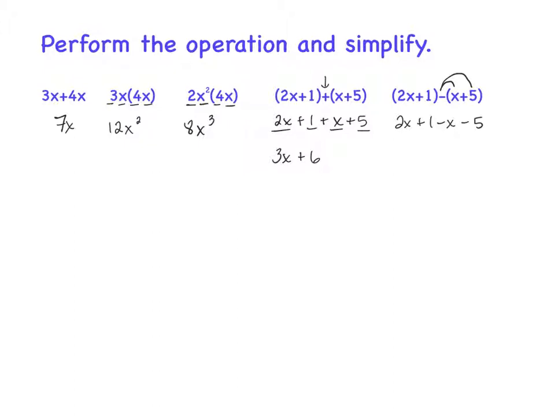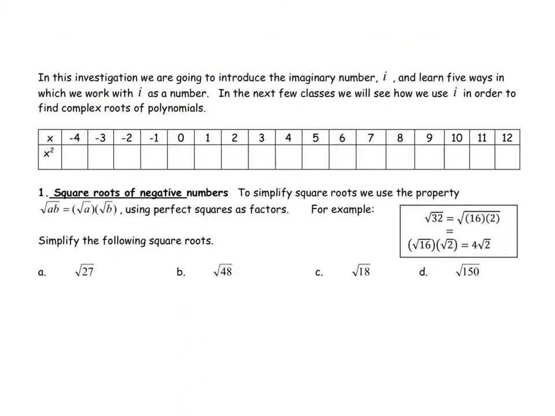So we're going to combine our like terms, 2x and negative x. So 2x minus x is just x. 1 minus 5 is negative 4, so x minus 4. So when we're dealing with imaginary numbers, a lot of this is review stuff that I want you to be able to do and understand. So I'm going to run through these real quick.